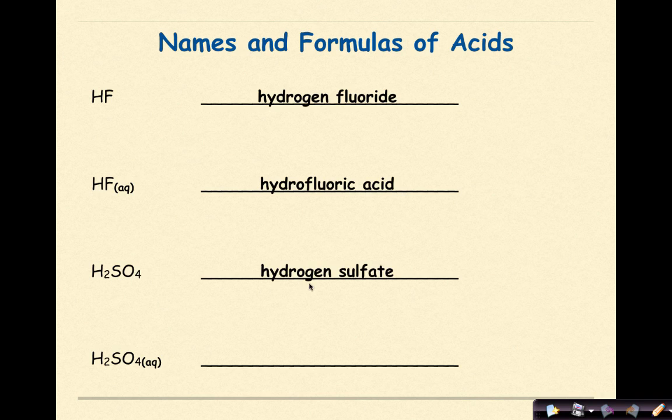H2SO4. This is hydrogen sulfate by itself, not in an aqueous environment. But again, as soon as we put that AQ on and we're saying, well, we have this H2SO4 in an aqueous environment, now the name switches to sulfuric acid. So you really need to pay attention to whether the AQ is present or absent.